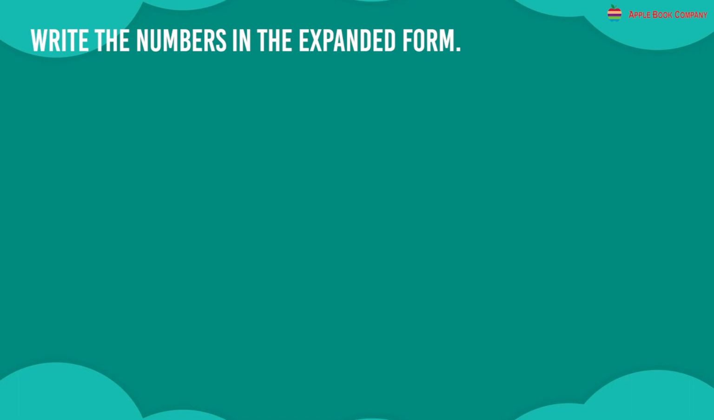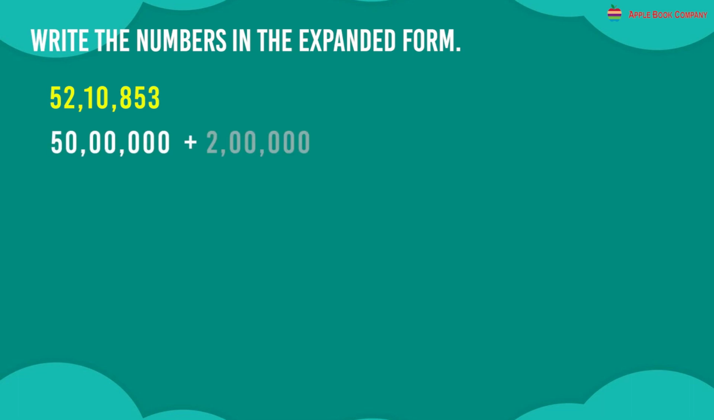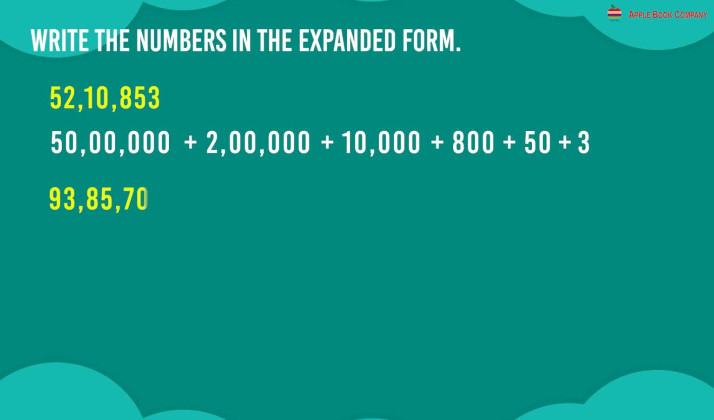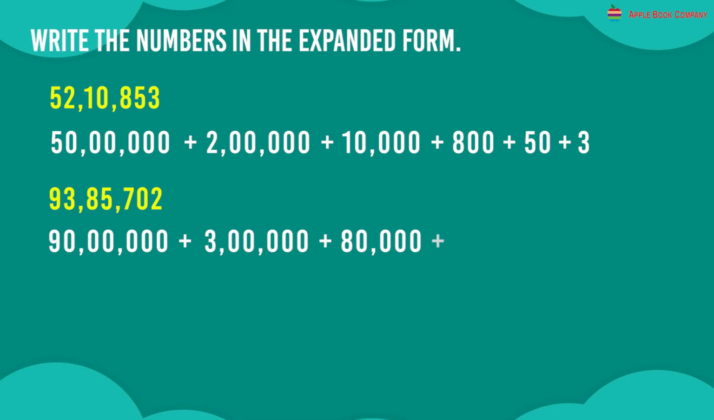First number is 52,10,853. It can be written as 50 lakhs plus 2 lakhs plus 10,000 plus 800 plus 50 plus 3. Next number is 93,85,702. Expanded form is 90 lakhs plus 3 lakhs plus 80,000 plus 5,000 plus 400 plus 20 plus 3.